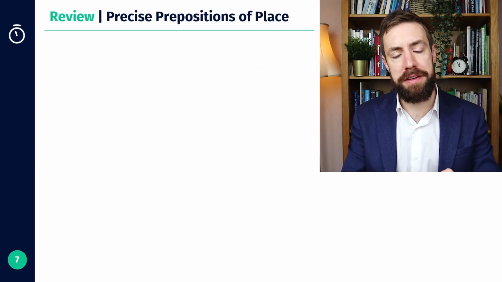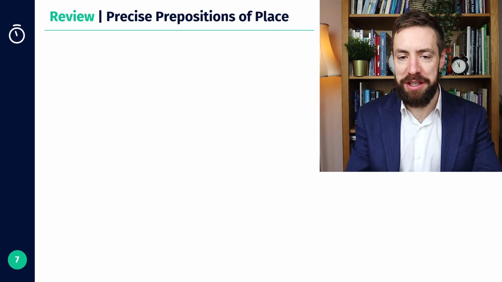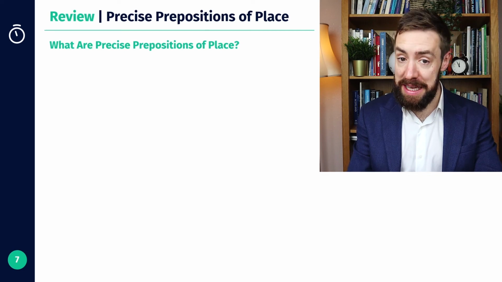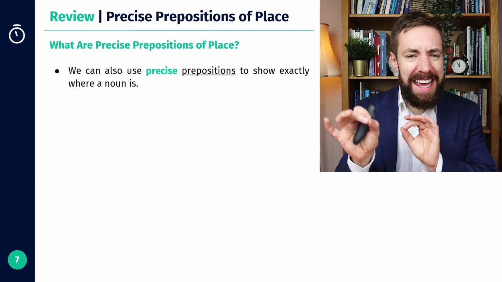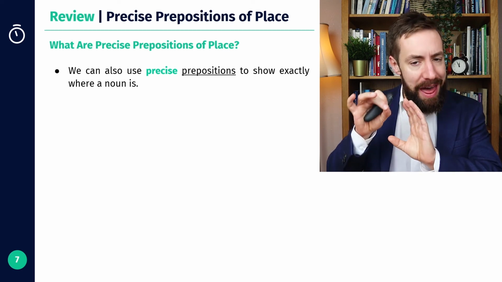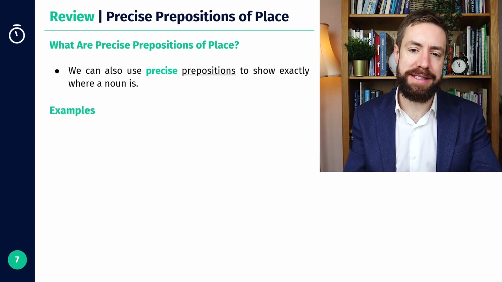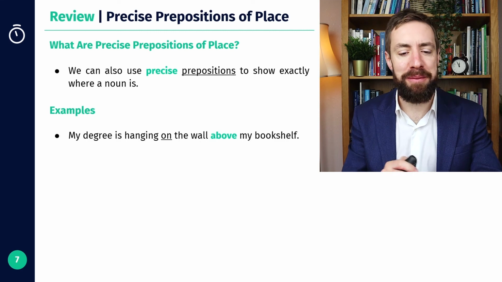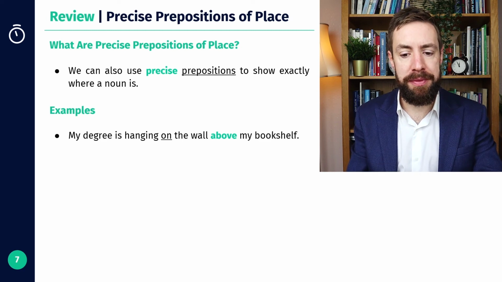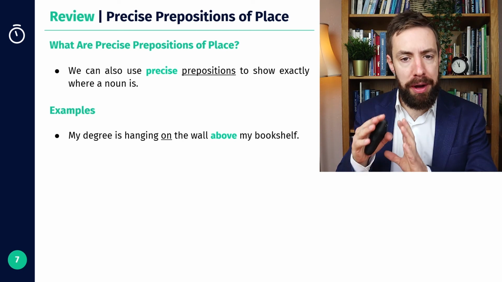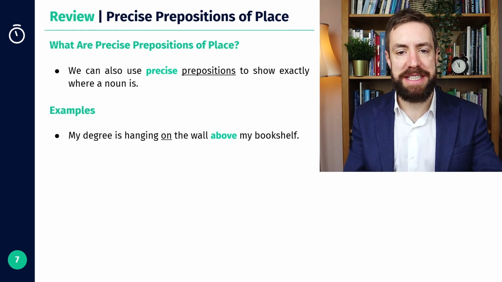And of course, if we want to give more details, we can use what are called precise prepositions of place. So these ones show exactly where that thing is, where the noun is. And some examples really help here. So my degree is hanging on the wall. So on is already a preposition. Above my bookshelf. So the above gives even more details.